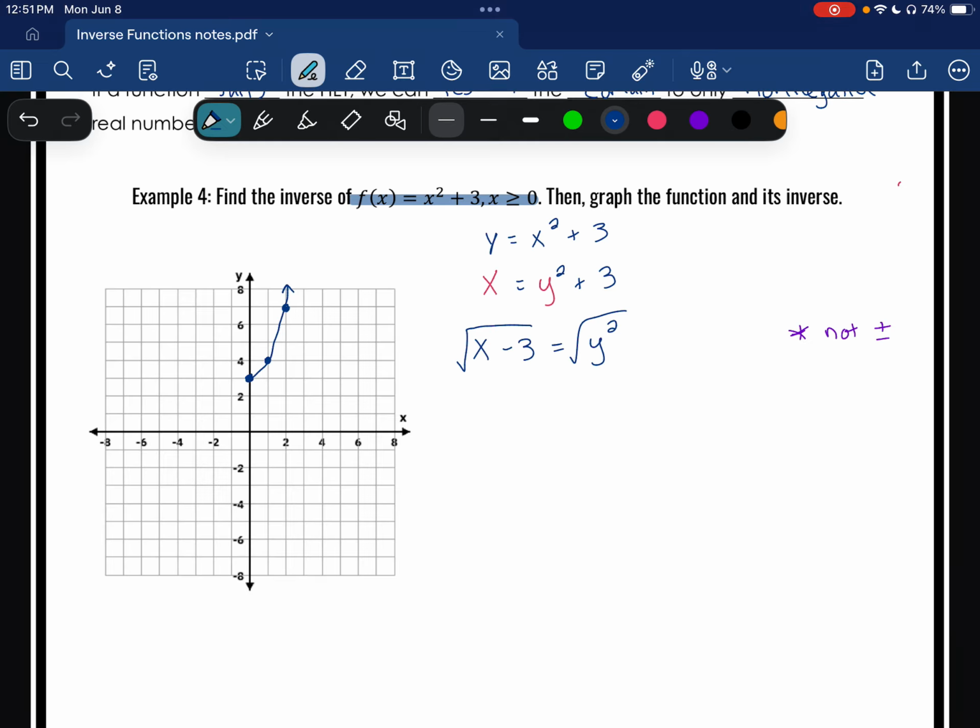To go back, draw the line y equals x. Learning a little bit about inverses today, y'all.